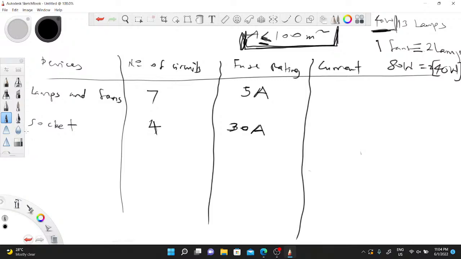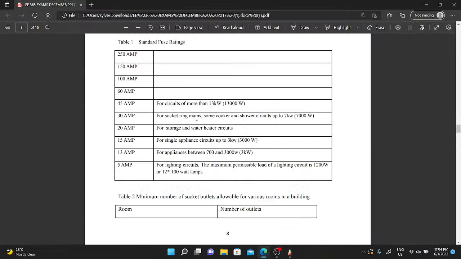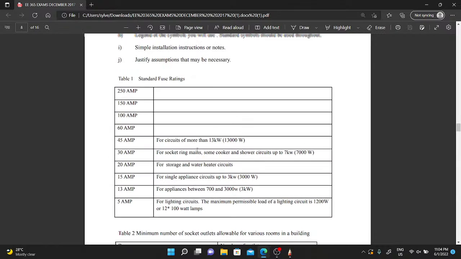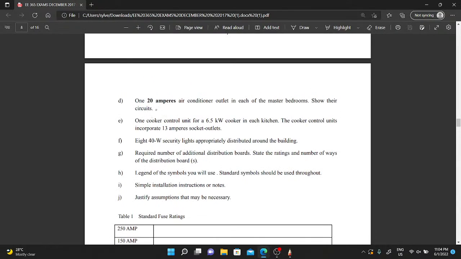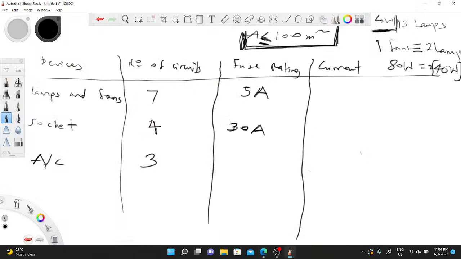Next, we are asked to put in ACs. We are supposed to use 3 ACs, and each AC has its own circuit, so each AC is run home separately. So I have 3 AC circuits, and the fuse rating for the ACs is 20 amps.